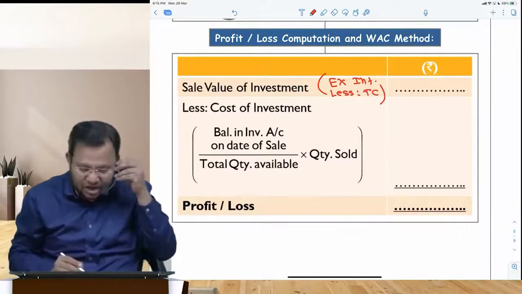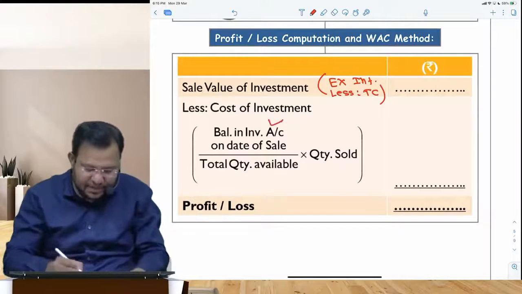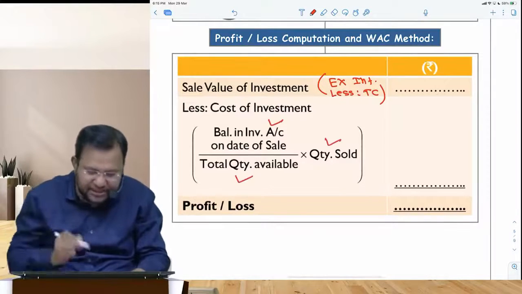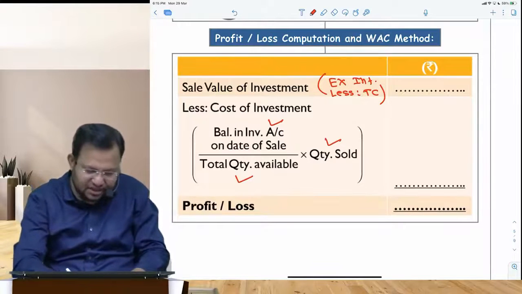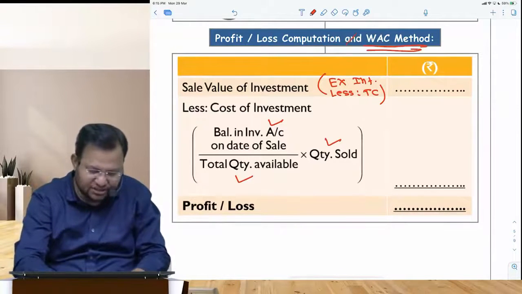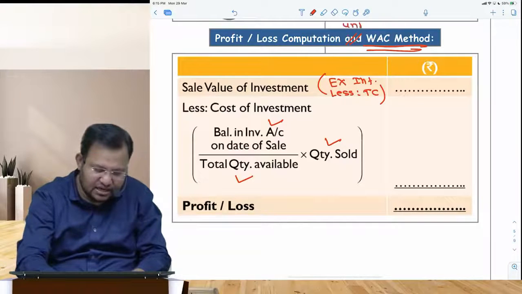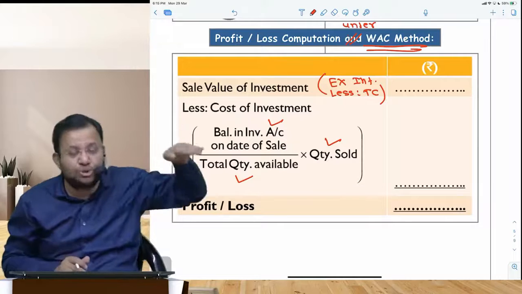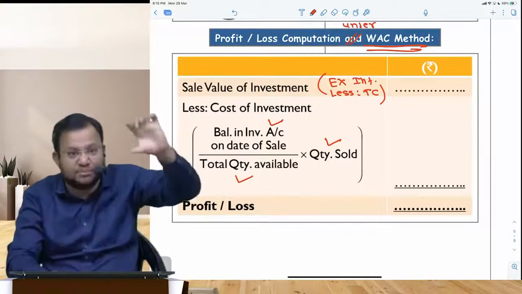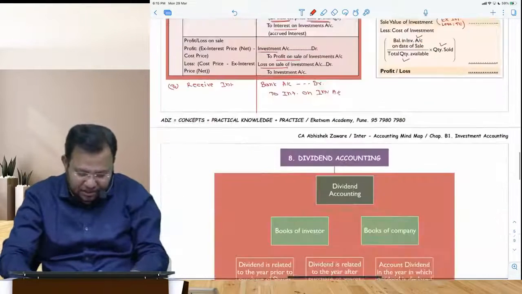And how do you find the cost? Balance in investment account divided by total quantity, into quantity sold. So this is profit or loss computation under the weighted average cost method. So that will be the profit or loss. In FIFO, you have to find out each lot, each purchase, that is the profit or loss.